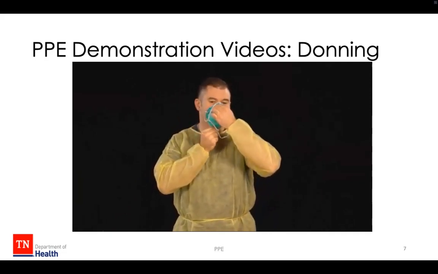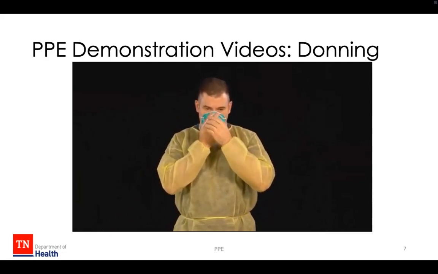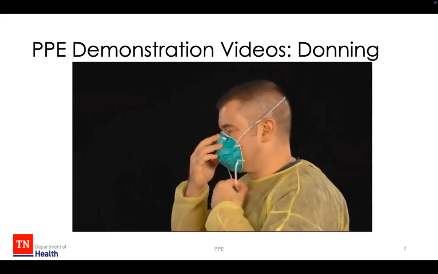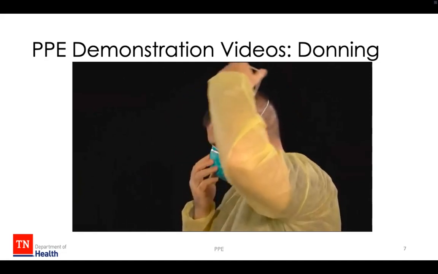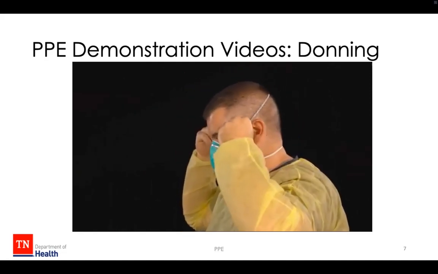Extend the respirator under your chin, protecting both your mouth and nose. Pull the top strap over your head, placing it on the crown. Then pull the bottom strap over your head, placing it at the base of your neck.